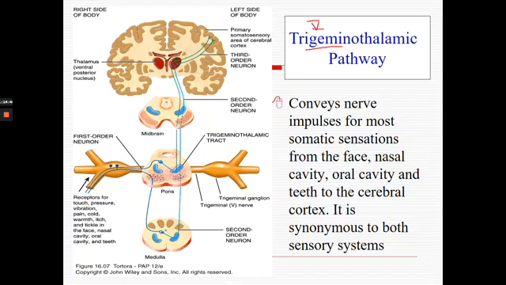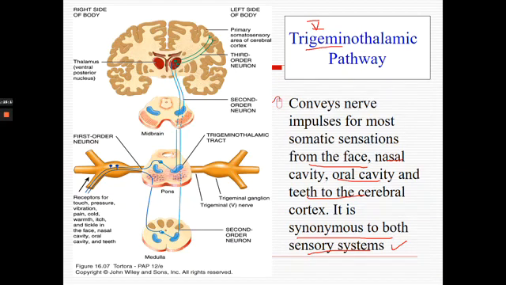The trigeminothalamic pathway transmits all the sensation from both systems, from the dorsal column and from the anterior lateral column. It conveys nerve impulses for most somatic sensation from the face, nasal cavity, oral cavity, and teeth to the cerebral cortex. It is synonymous to both sensory systems, so it transmits fine touch, fine pressure, crude touch, crude pressure, pain and temperature, whatever, from the face, nasal cavity, oral cavity, teeth.